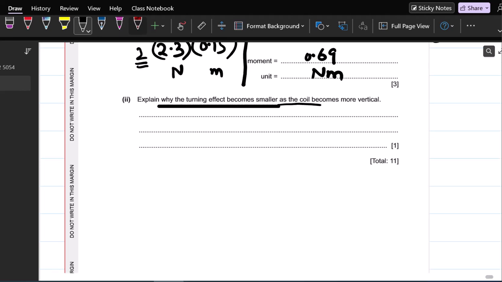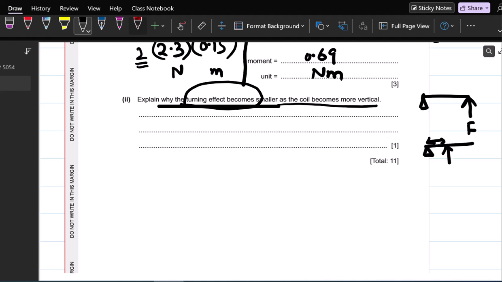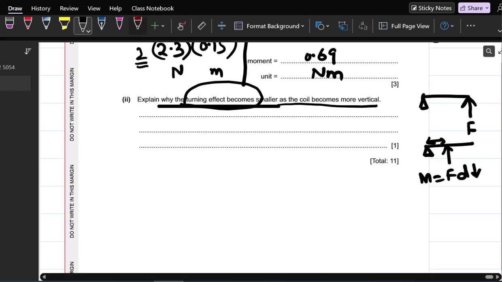The second part of this question is explain why turning effect becomes smaller as the coil becomes more vertical. Turning effect decreases when distance decreases from the line of action. So suppose this is a pivot, this is a fixed point. If force is acting here, now if I make this force closer, so distance decreases, moment decreases.